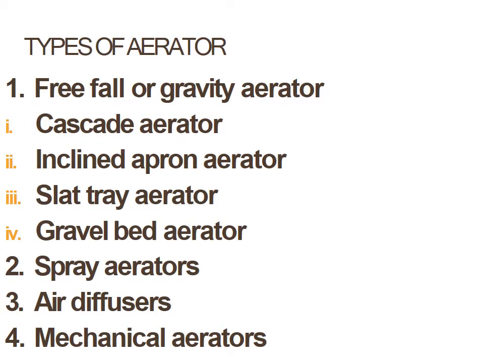These are the types of aerators. Free fall or gravity aerator, which is divided into four types: cascade aerator, inclined apron aerator, slat tray aerator, gravel bed aerator. Then there are spray aerators, air diffusers, mechanical aerators, etc. First, the free fall or gravity aerator.